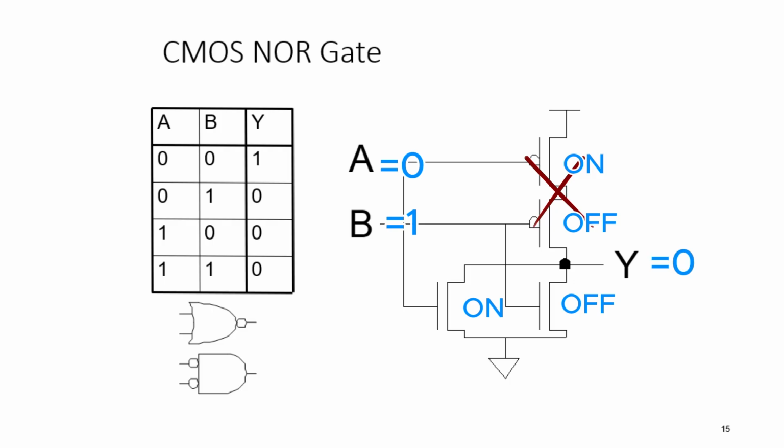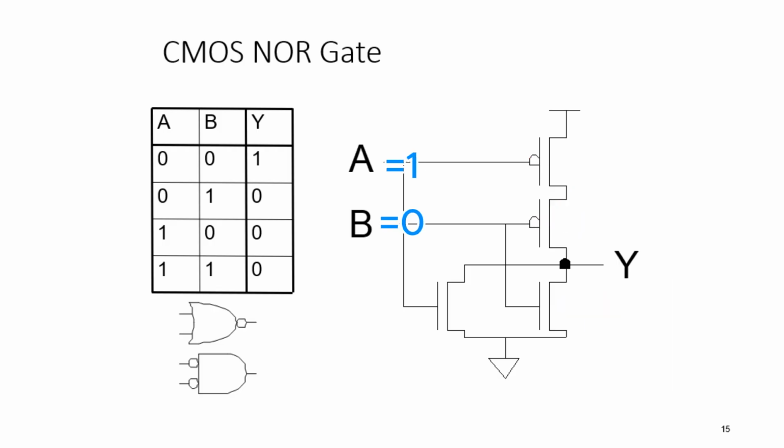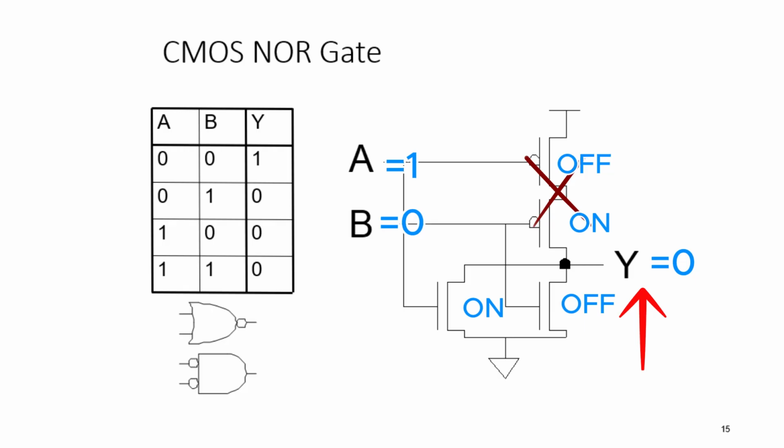Similar is the case if A is equal to 1 and B is equal to 0. If A is equal to 1, then this upper transistor is turned off and this lower PMOS transistor is turned on. But because this upper transistor that is connected to the A input is open, there is no conduction path here. In the lower network, the NMOS transistor connected to the input A is turned on, and because of that there is a conduction path from ground to output. So the output will be pulled low.